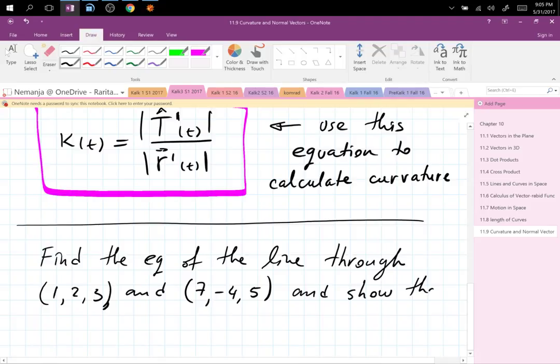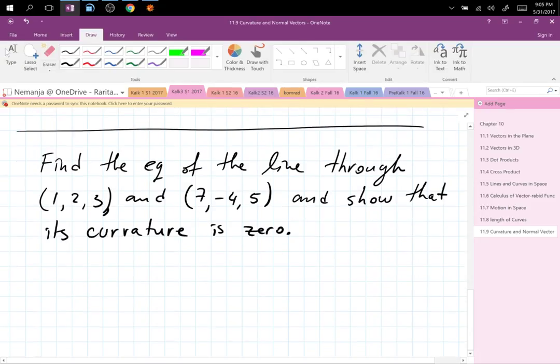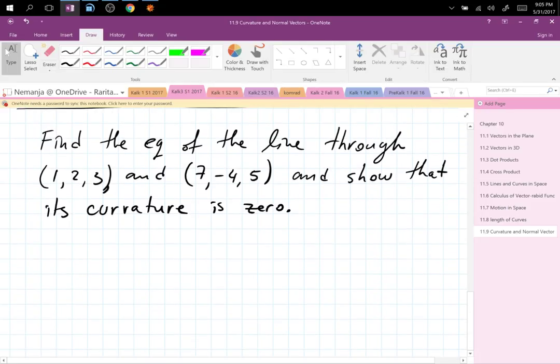and show that its curvature is 0. So this is a possible exam question if you want, because you have to use the equation of the line to figure out what the line is, and then you will get a parametric set there, which you know by now, hopefully, and then use the formula which you just learned to show that its curvature is 0. Alright, so no pressure, we have 18 seconds, go.